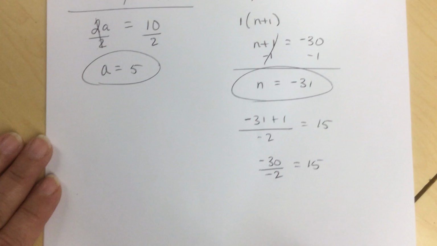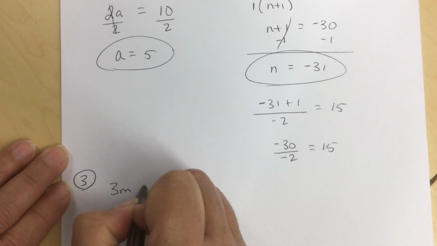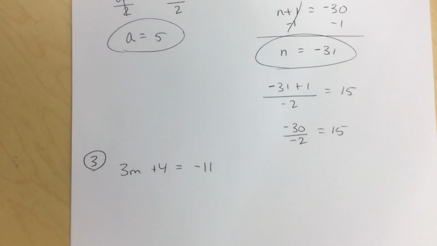Okay, so third example is 3m plus 4 is equal to -11. So if you're watching this on a video, it would be good to stop it and write the problem out, like try to solve it and then hit play and see if you do it correctly. Those of you in class, go ahead and take a second to solve that, see if you can get it.